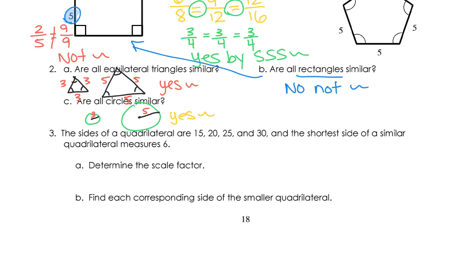Same thing with the equilateral triangles: same shape, just different sizes. Rectangles, though, because they have those 2 dimensions, the length and the width do not always have to be in equal ratios. And that's why rectangles aren't all similar.